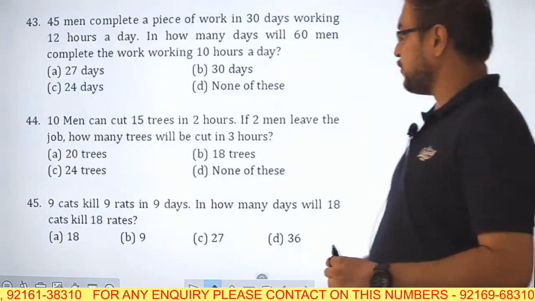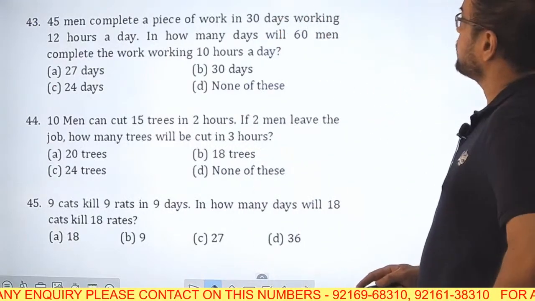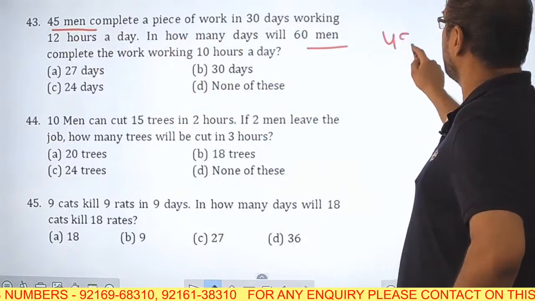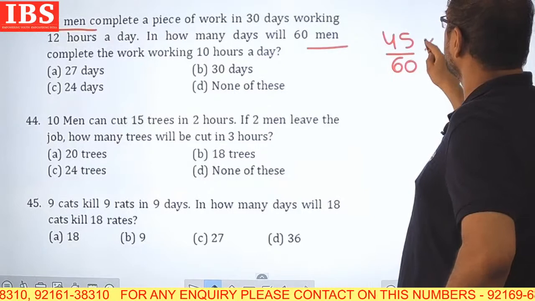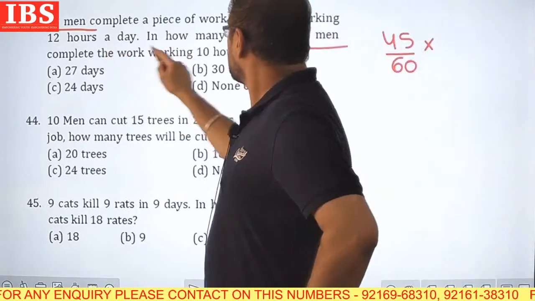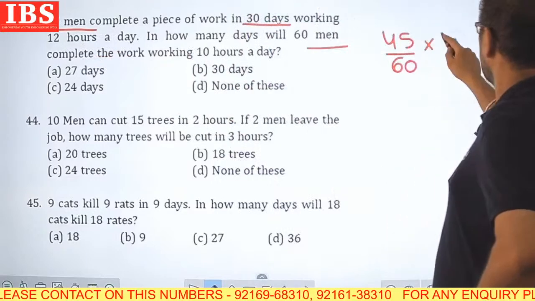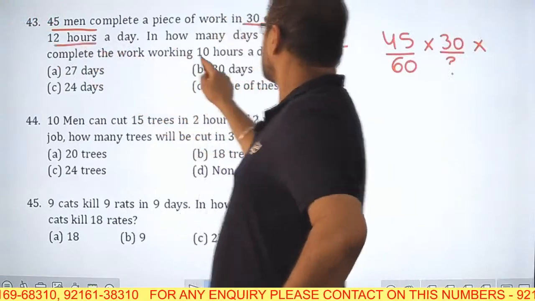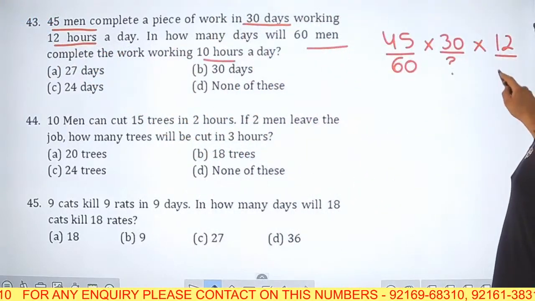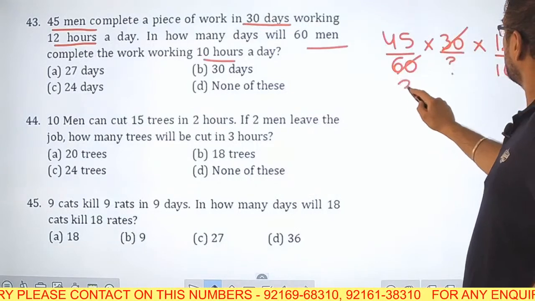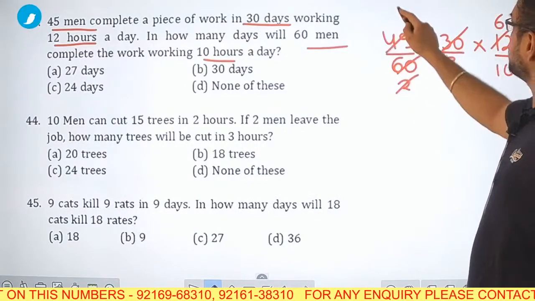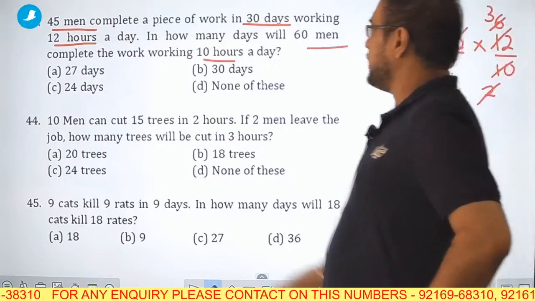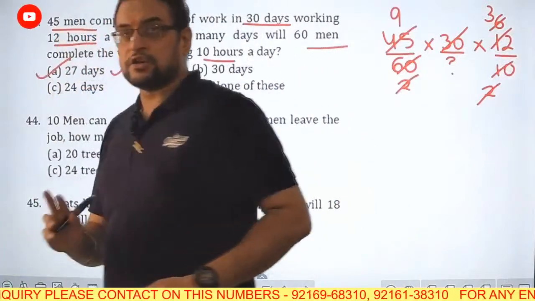43, 44, 45, do it first. This is men. This is men. So first take the ratio. 45 divided by 60. This is days. And we don't know the days. So above 30 and denominator question mark. And this is 12 and this is 10. So 12 upon 10. So this is 1 by 2. This is 2 6s. This is 9 5s, 2 5s. This is 2 3s. So question mark will be equal to 27 is the right answer. We take the ratio. Okay.